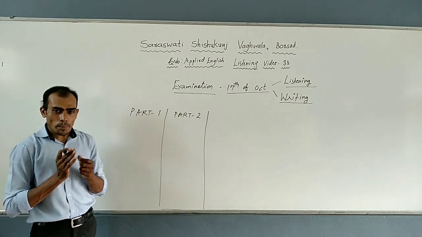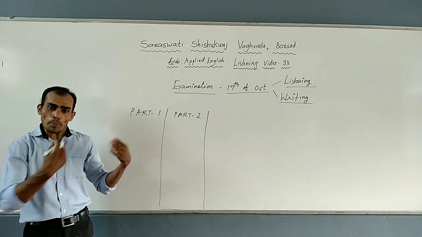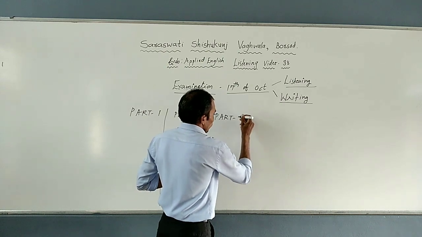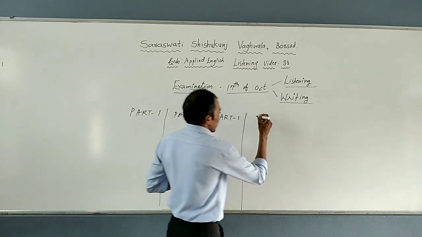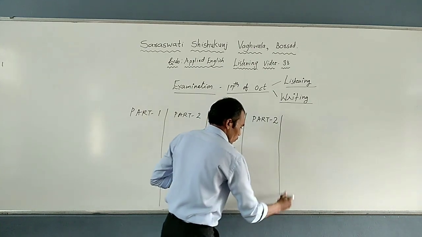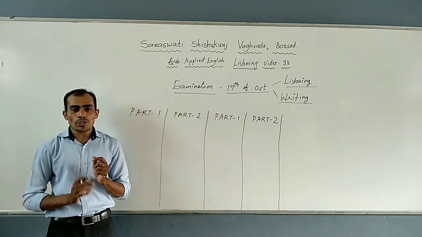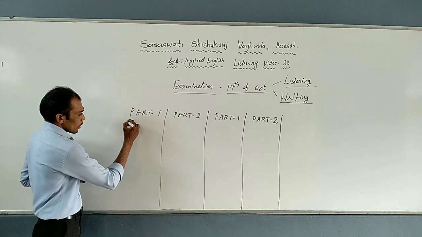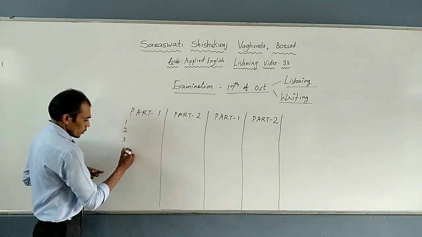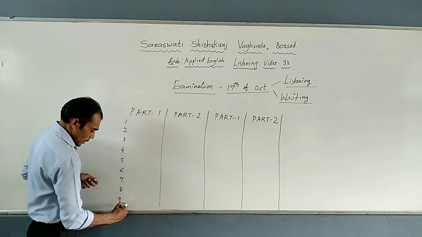Students, in listening there are how many parts? One is part 1 and the second one is part 2, and so on. Students, in each part there are a total of 10 questions. So how many answers would there be? 10. So I write here 1, 2, 3, 4, 5, 6, 7, 8, 9 and 10.